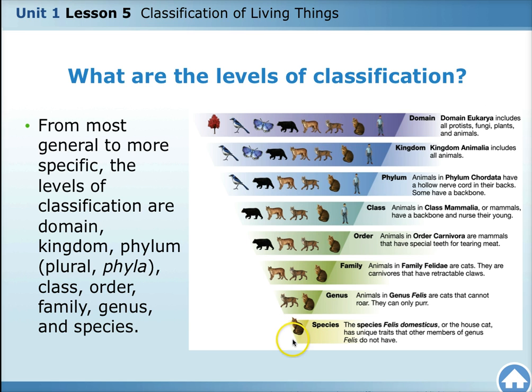The species Felis domesticus, or the house cat, has unique traits that other members of the genus Felis do not have. Notice we have the genus part of the name and the species part of the name, and it's in italics, with the genus capitalized and the species not capitalized.